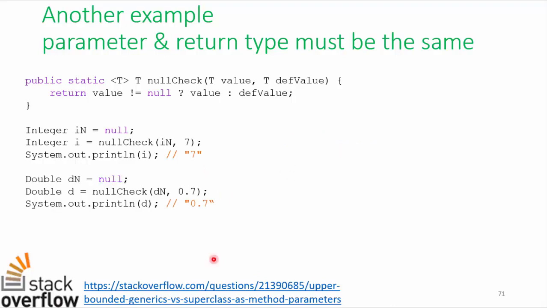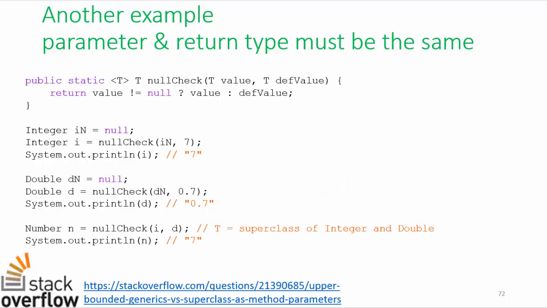Similarly, if instead of using an integer I use a double, that's not a problem at all. So my double null is dn. Then I call a null check on dn, and if dn is null, I want the value 0.7 to be returned instead. And that's exactly what happens, as expected. All right? So where's the fun in that? There was nothing surprising.